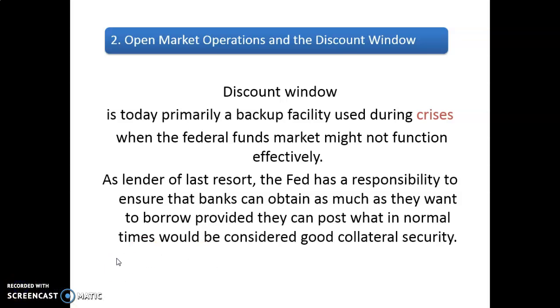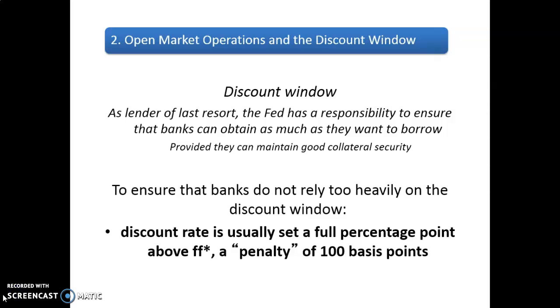But generally, the Fed's desire is that banks would borrow from one another. Those with excess reserves would make loans to those who are short, and vice versa. To motivate banks to borrow from one another rather than from the Fed directly, typically the discount rate to borrow from the Fed is higher than the Fed funds rate that banks charge each other.